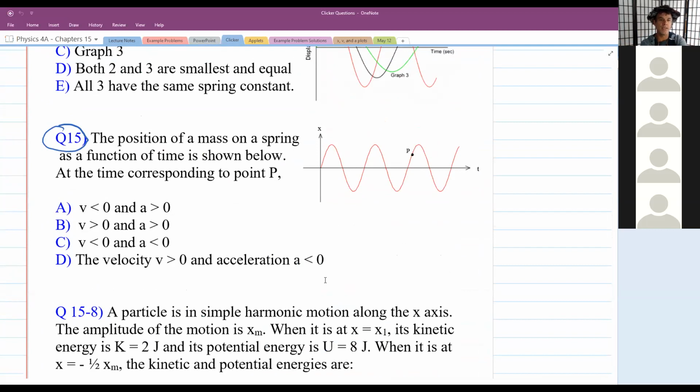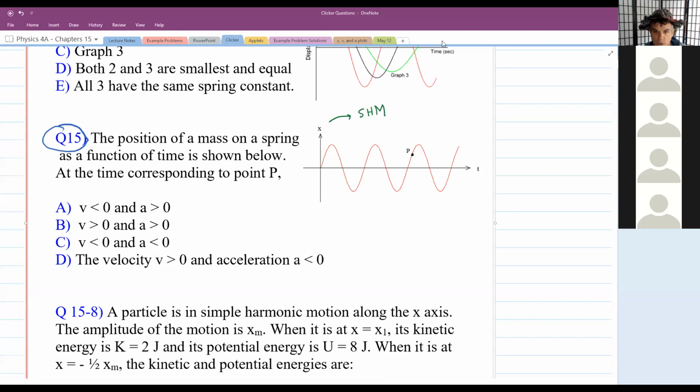So question 15. The position of a mass on a spring as a function of time is shown below. At the time corresponding to point P, what are the signs of the velocity and the acceleration? So here's a plot of something in simple harmonic motion, and this is just a plot of position versus time. The question is, what is the velocity and the acceleration?